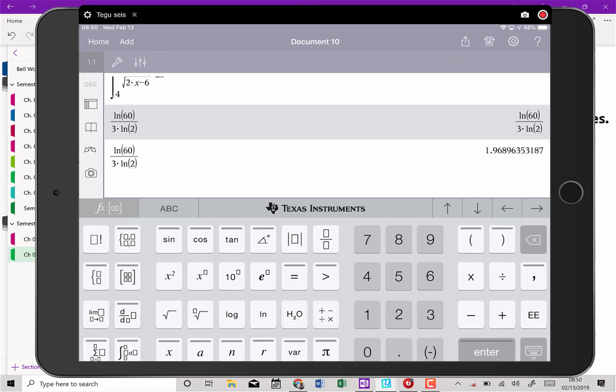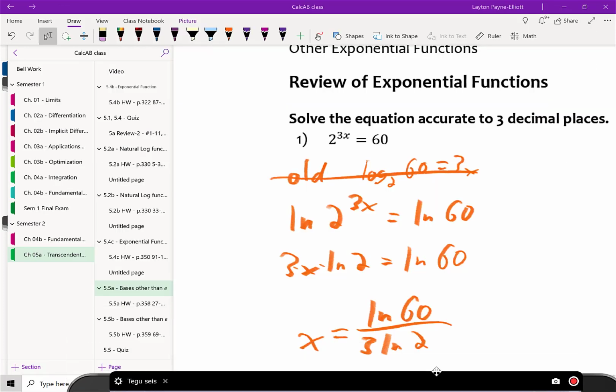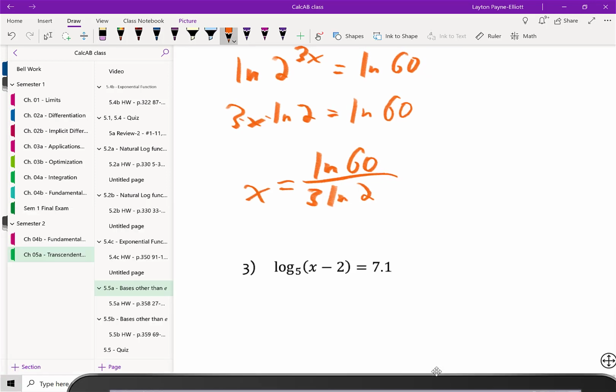1.9689. Okay. So it says round to 3 decimal places. We're going to put 1.969. So we get approximately 1.969.